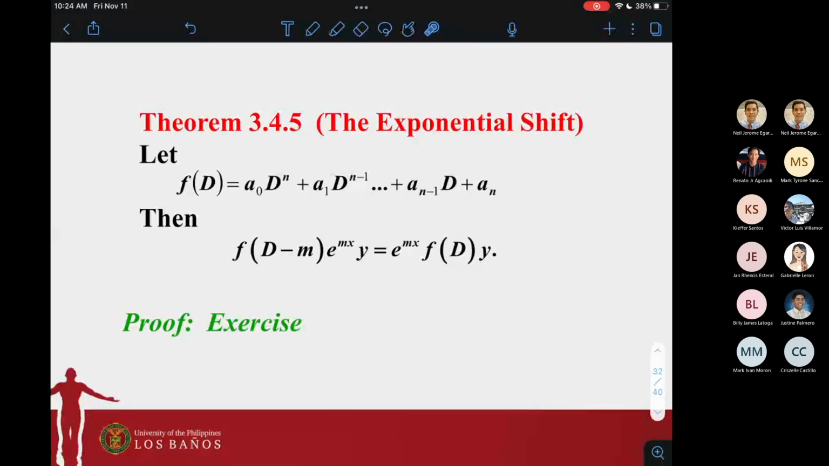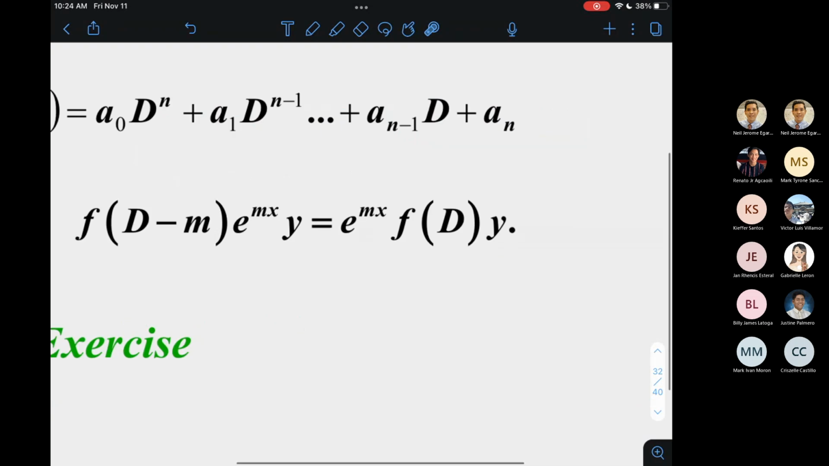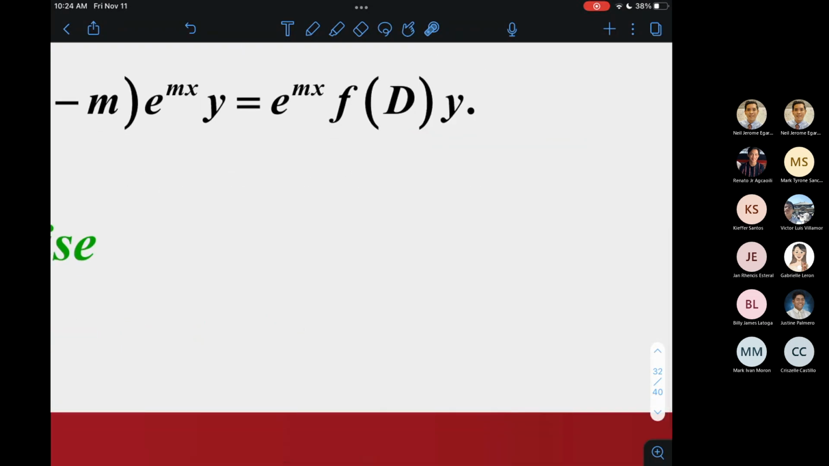Pero usually, kakaiba yung gusto kong mangyari. Baligtad yung gusto kong mangyari. Usually, we start with this guy, and then I want to come up with this. How is it done? Halimbawa, meron akong... so, ito yung gagamitin ko mamaya. Pag halimbawa, meron akong f of d minus m factored to y equal to 0.